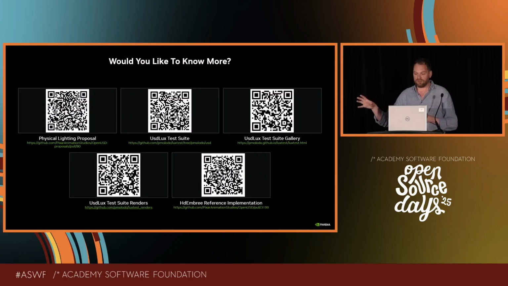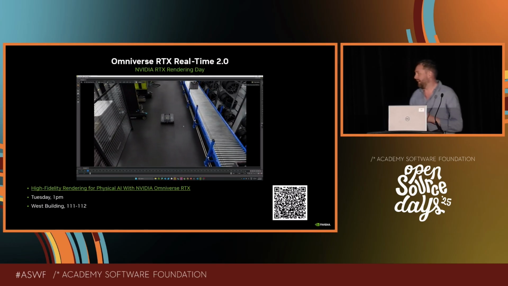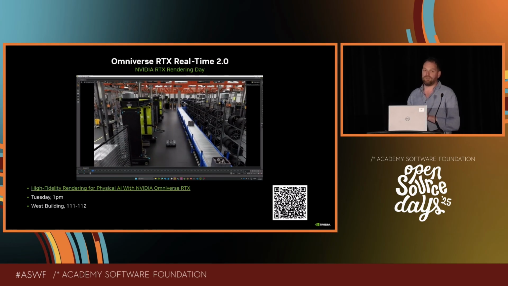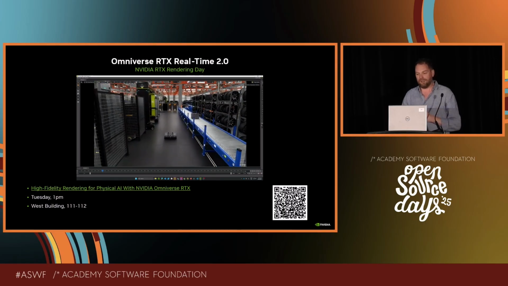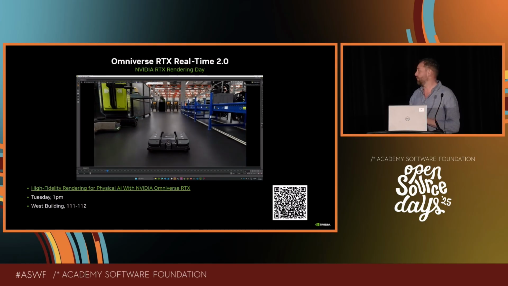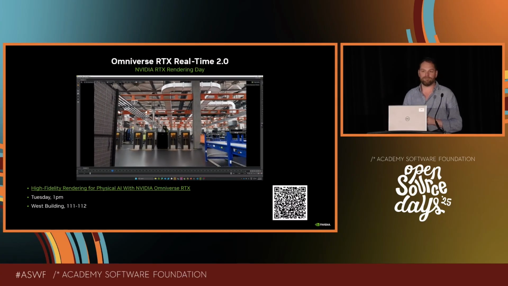If you have thoughts on the physical lighting proposal, please comment on the PR. That's the one on the top left there. And then all the UsdLux standard stuff like the test suite and the gallery of renders that are generated are on those other links that you have there. And finally, if you want to find out how we're doing full real-time path tracing in Omniverse RTX, and if you're interested in rendering, of course you do, come to Ignacio's talk on Tuesday at 1 p.m. Thank you very much.